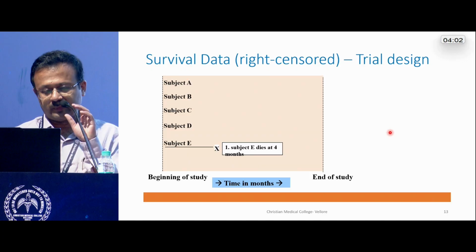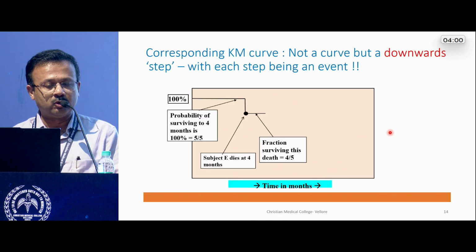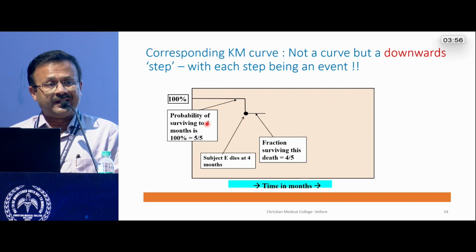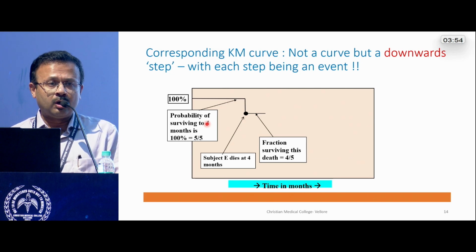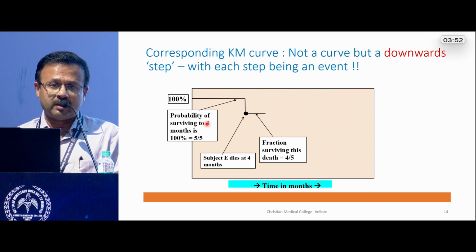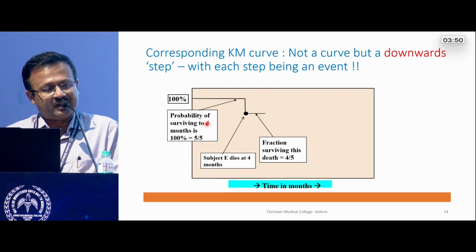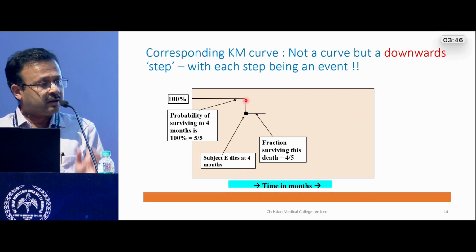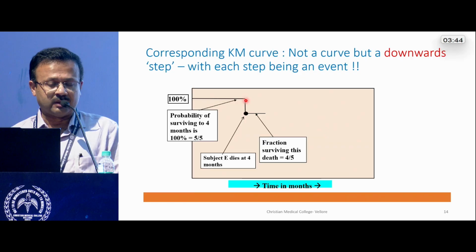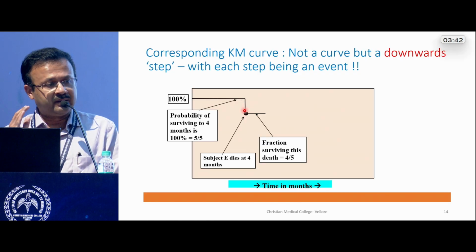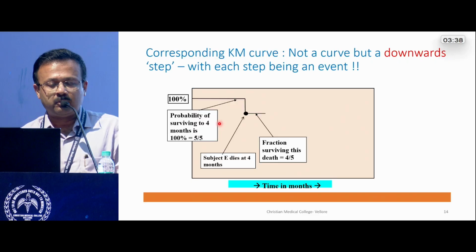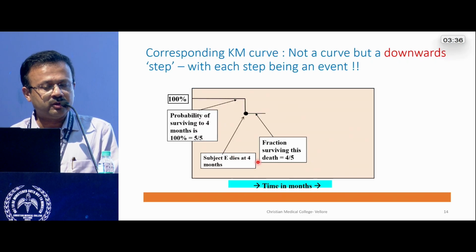So how do we look at it? The survival curve is now plotted here. Till 4 months, all 5 patients were followed up, and we have data that all 5 patients after the intervention were alive. So till the period of 4 months, there is 100% survival. But at the 4th month, 1 patient dies, and there are 5 patients in the denominator. So the fraction surviving at this point will be 4 out of 5.